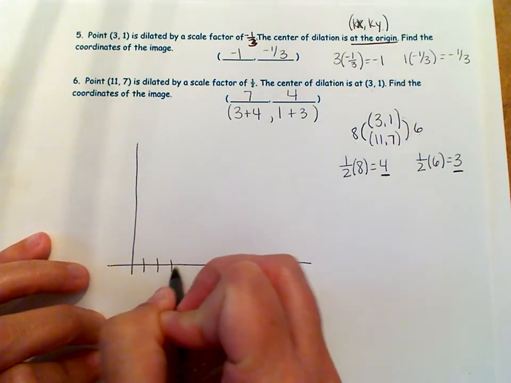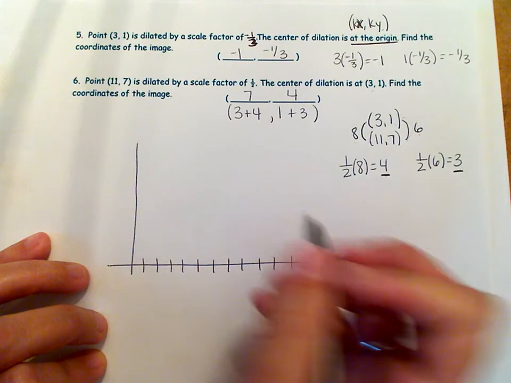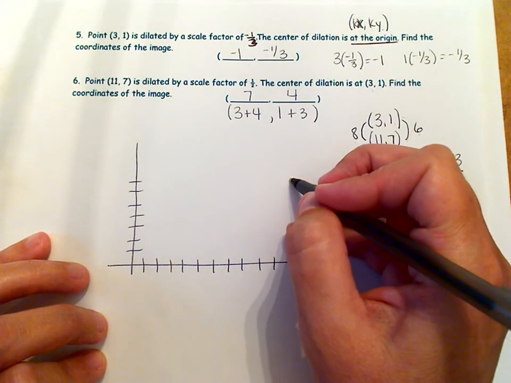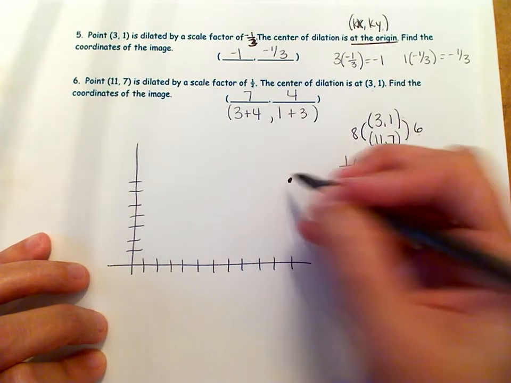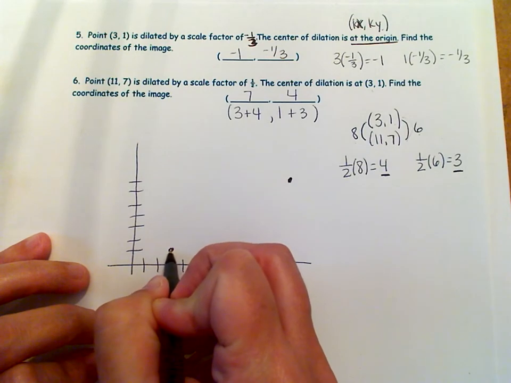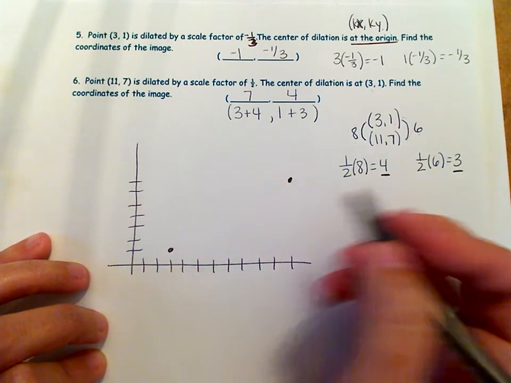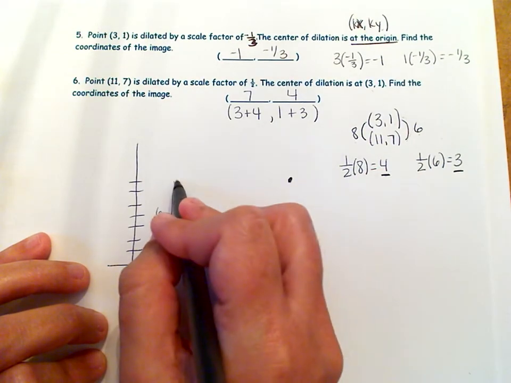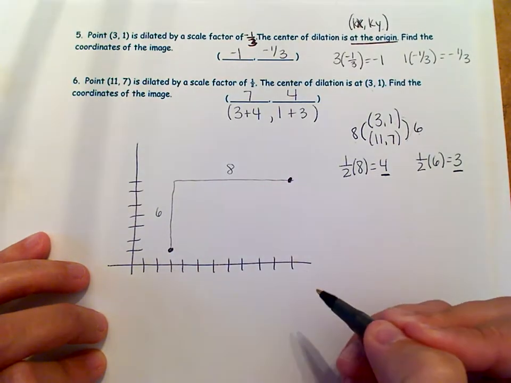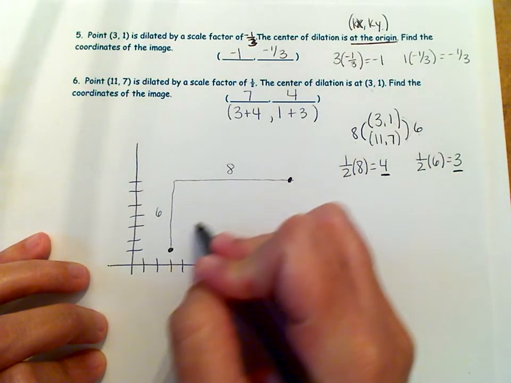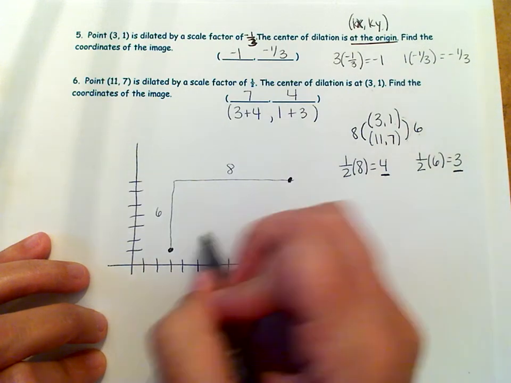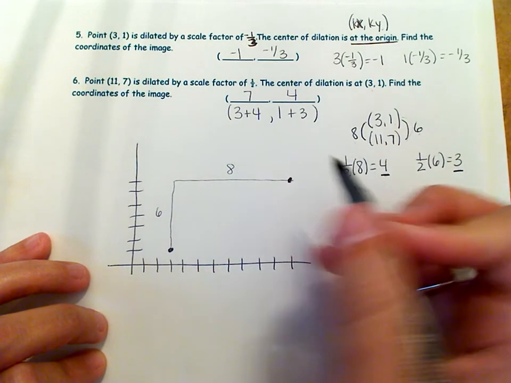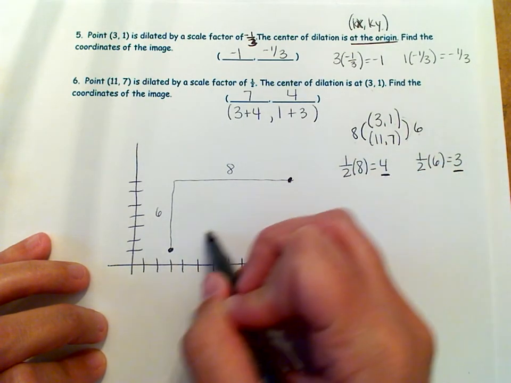Okay, so 1, 2, 3, 4, 5, 6, 7, 8, 9, 10, 11, and 5, 6, 7. So (11, 7) is about right here. This is our pre-image point. And (3, 1) is right here. So if we calculate the rise and the run to get to that point, we go up 6 and over 8. Well, we know that our image point is going to be collinear with the center of dilation and your pre-image. So we know it's going to lie on this line somewhere.